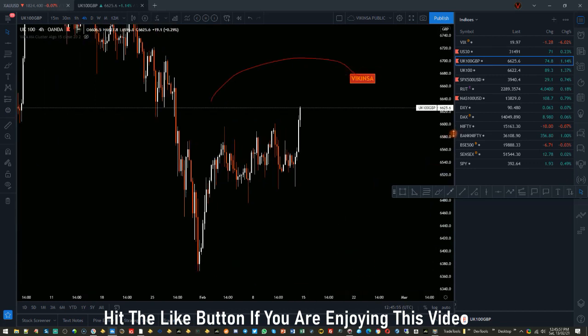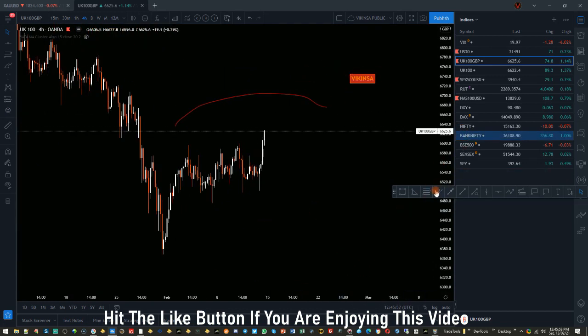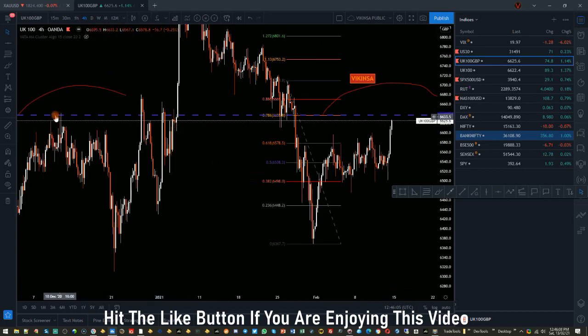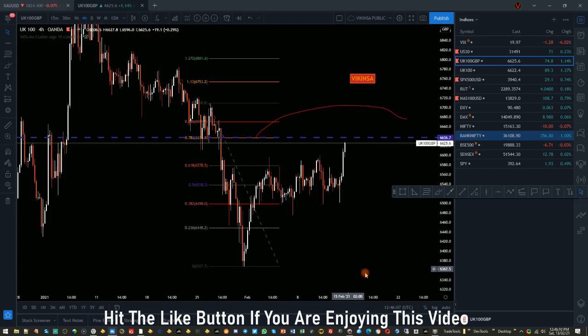On the 4-hour time frame, we have a very nice W pattern forming. So if I draw Fibonacci from here to this place, we can expect the market to come to this level or so, which is going to be the previous structure level. So that's what we are looking for.